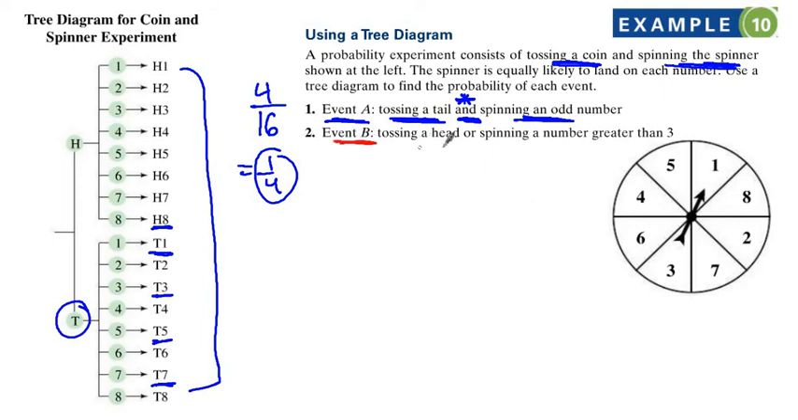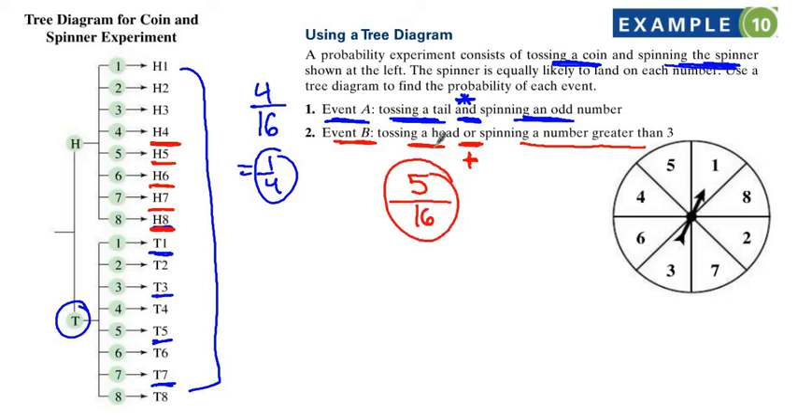The second one says tossing a head or, and "or" in probability means plus. I'll save showing you how to do that for future sections, but for now we'll just use the diagram. Or spinning a number greater than 3. So tossing a head or getting greater than 3, I'm underlining these in red. Those are the 5. There looks like there's 5 outcomes out of a total of 16 that meet these conditions right here. So that's just a nice, kind of visual way to find those probabilities.